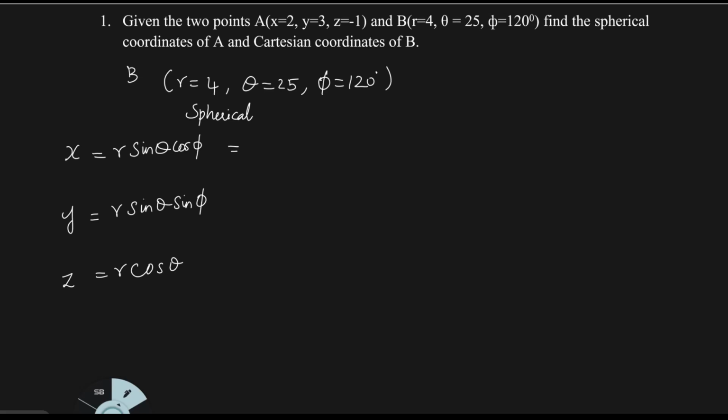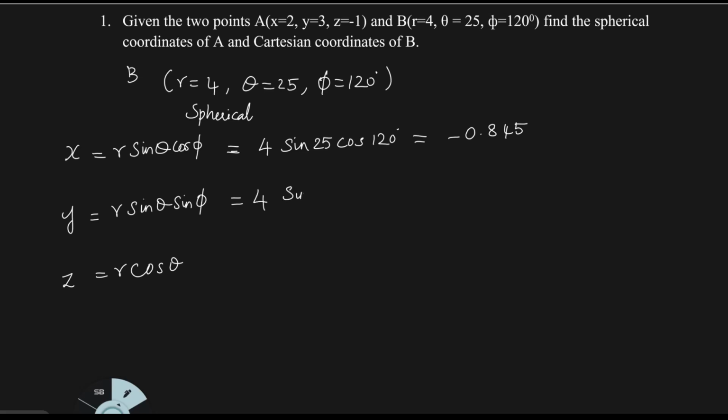So, we know the values of R, theta and pi. Substitute the values in the formula. What is the value of R? 4, then sin theta, the theta value is 25, sin 25, then cos pi, the pi value is 120 degree. By using the calculator, we calculate 4 sin 25 cos 120, the answer is minus 0.845.